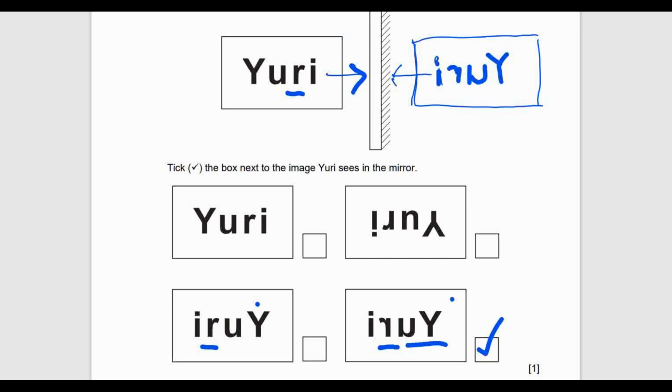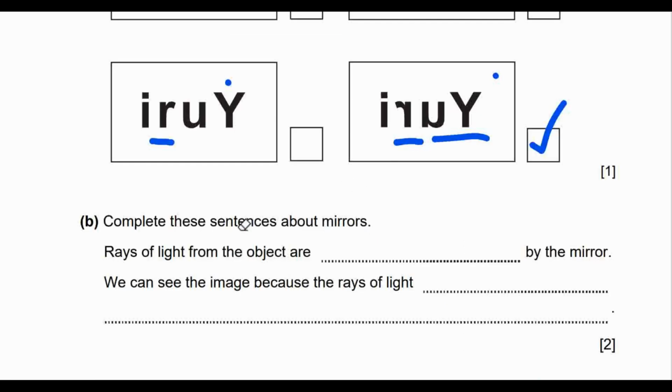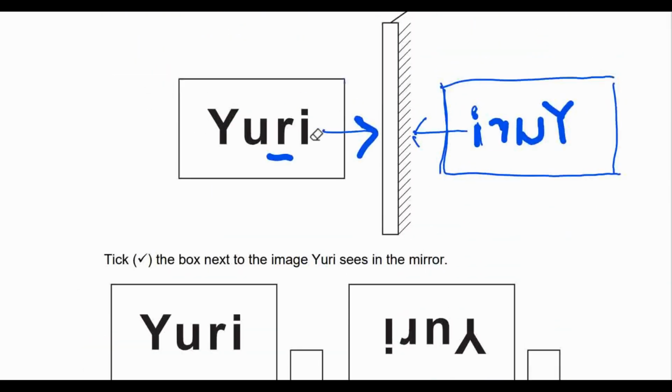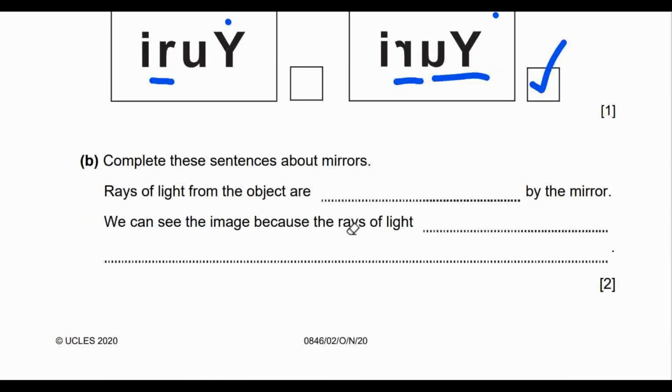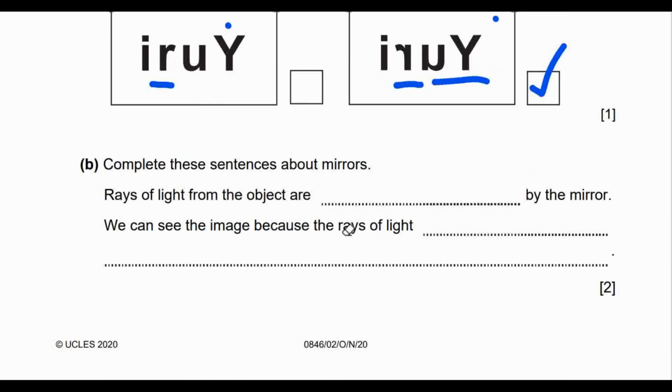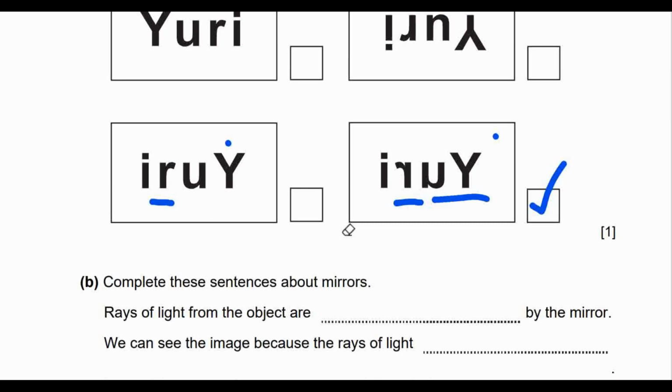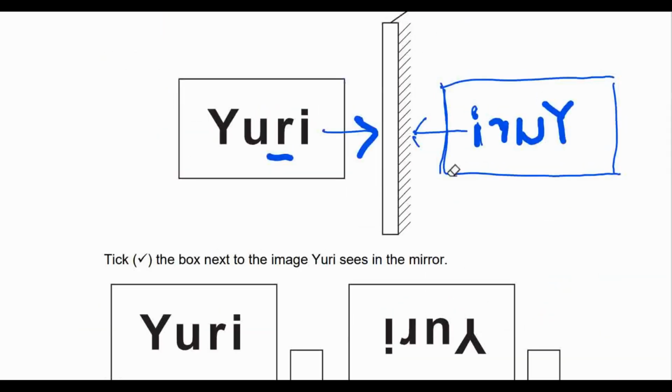So that's it. Complete the sentences about mirrors. Rays of light from the object are blank by the mirror. You can see the image because rays of light blank. So the answer for this will be: rays of light from the object are reflected by the mirror. As we see this one, and then it's reflected by the mirror. And we can see the image because the rays of light enter our eyes. So it enters our eyes.